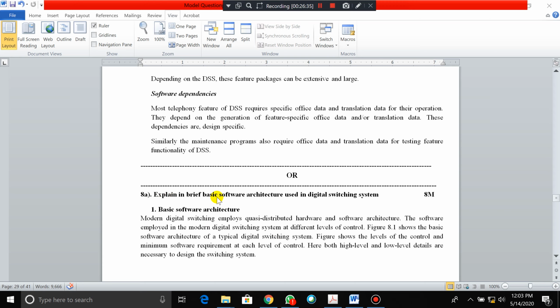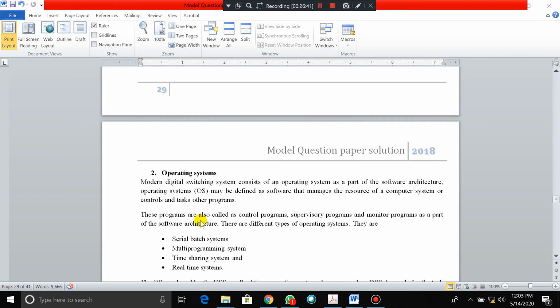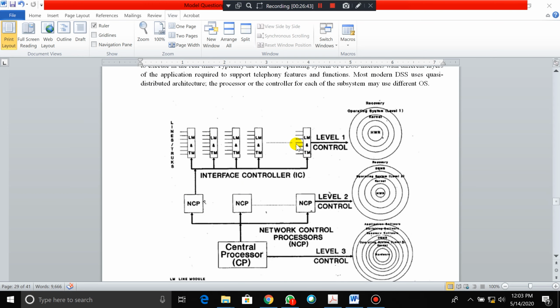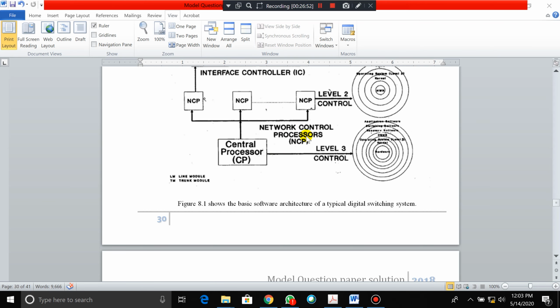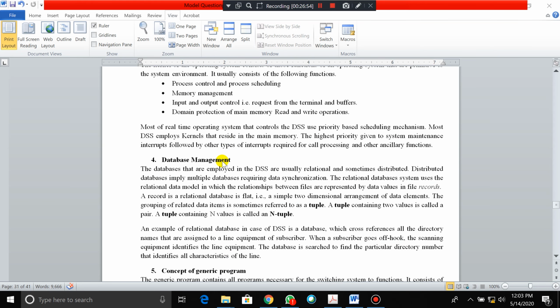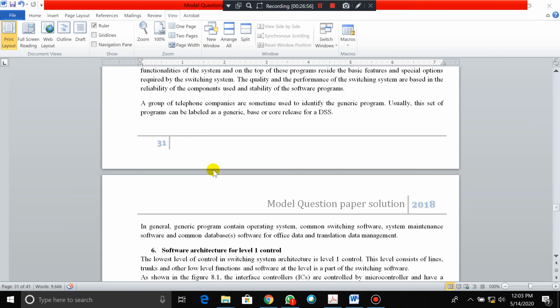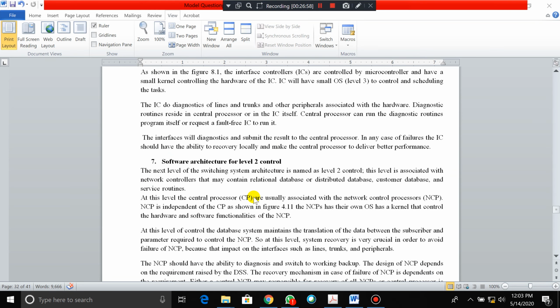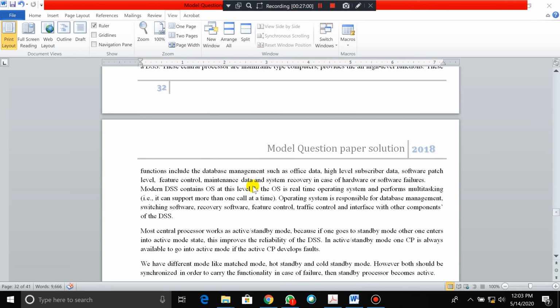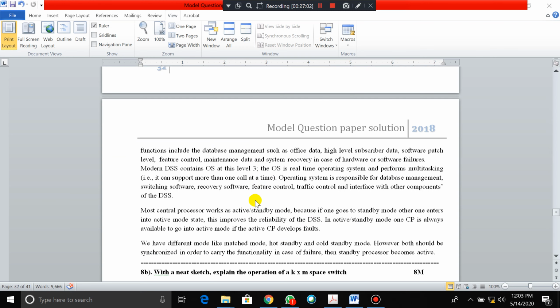Again, explain in brief the basic software architecture used in digital switching system. Here again you have to explain the block diagram and each step. Level 1, level 2, level 3 you have to explain. You have to explain the kernel and the operating system. Like that NCPs and CPs also you have to explain. Each level you have to explain, and it is a very important question. Practice the diagram nicely.